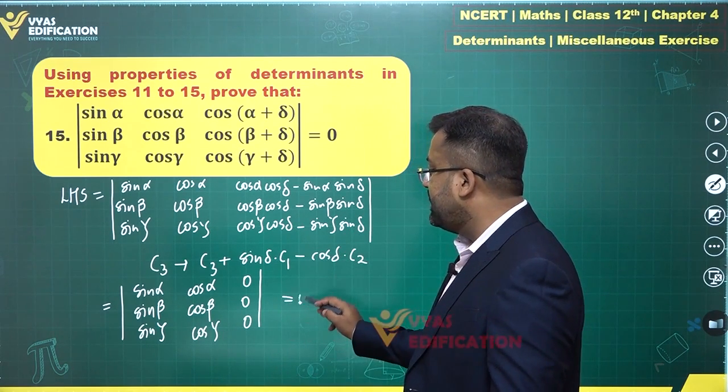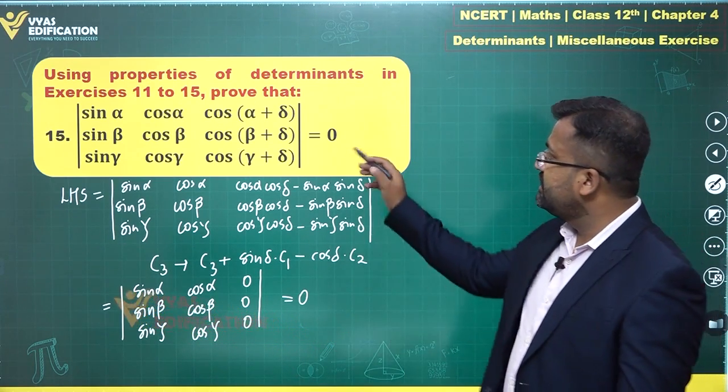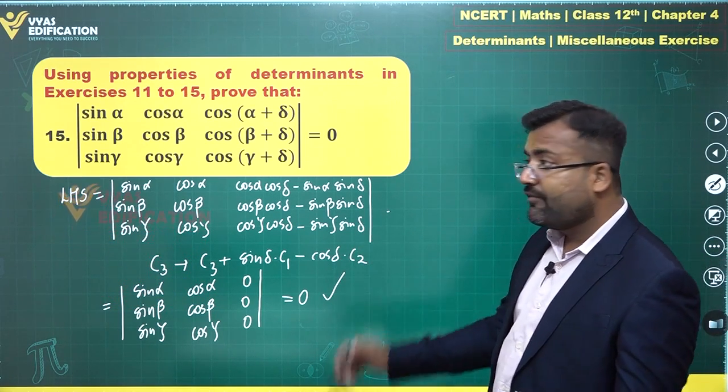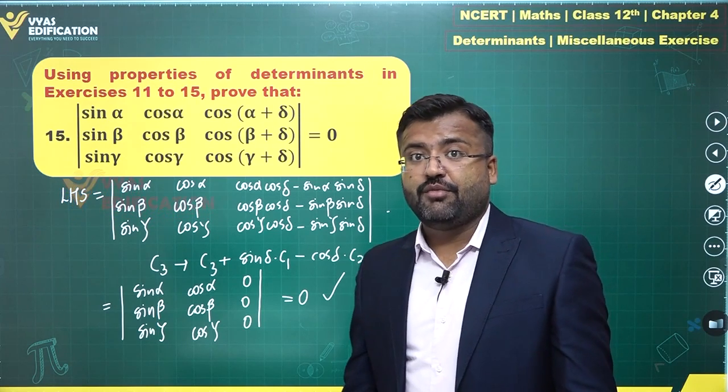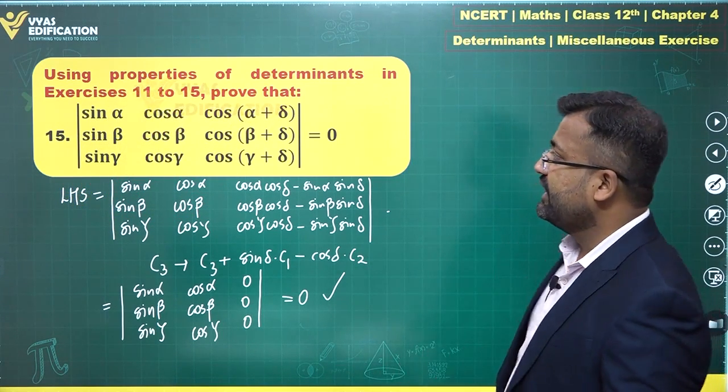Therefore, the value of the determinant is simply 0. Expand along this and you get a complete 0. This is the RHS, and that's the proof of this question. Simple application of trigonometry over here in determinants. Yes, that's all that you have in this question. Let's move on to the next one after this.